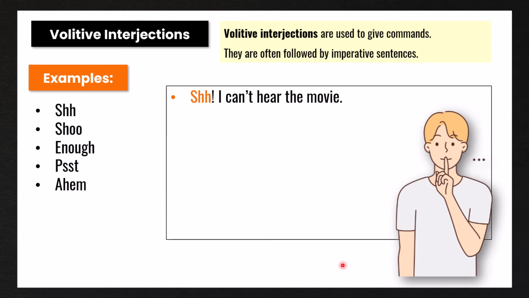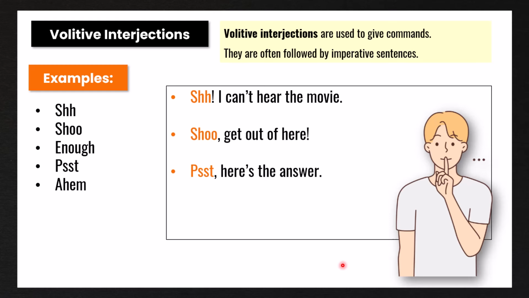So for example, shh, I can't hear the movie. Shoo, get out of here. Psst, here's the answer. Can everyone hear me? Okay, so all of these are used to give commands. We want someone to be quiet or to go away or to listen closely.